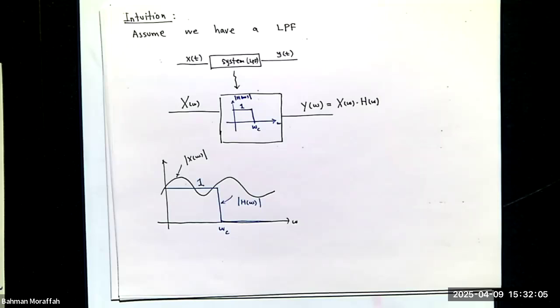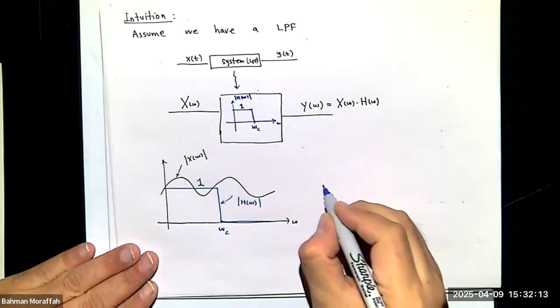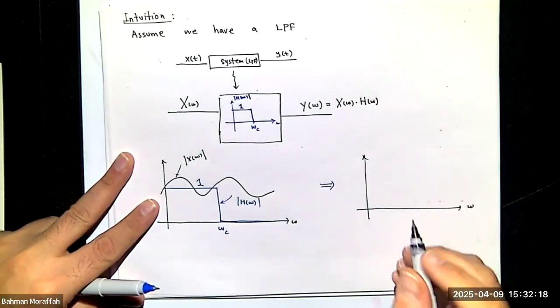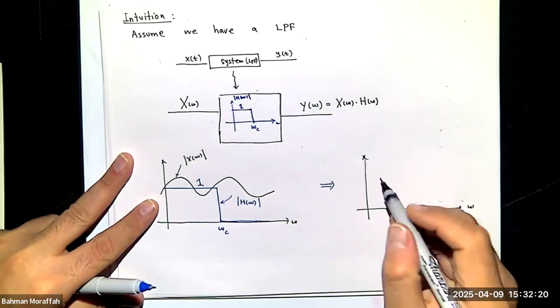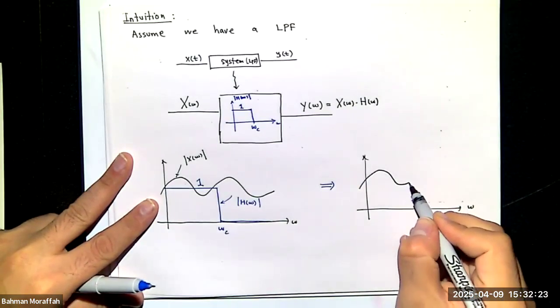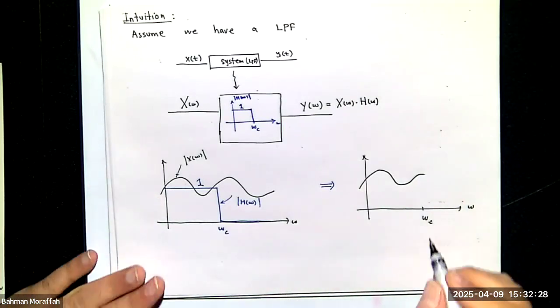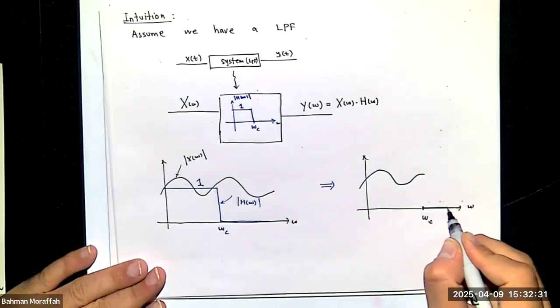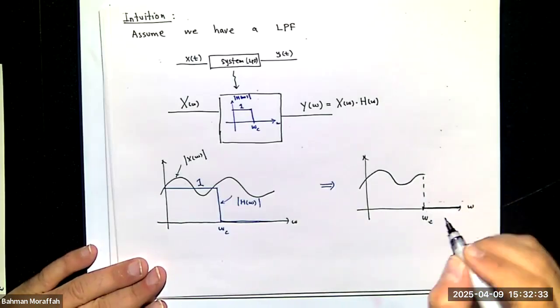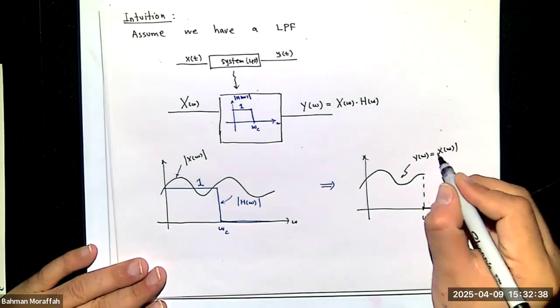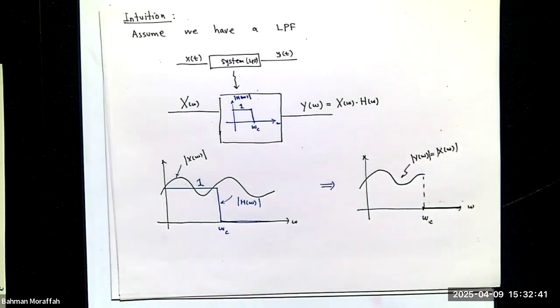How about for all the frequencies greater than omega c? I'm multiplying 0 by that. So if I look at my output, again, I'm looking at the magnitude of it. Up to this omega c, I have exactly the same as my input. The output after omega c would be 0. So this is Y of omega. That's exactly X of omega. Right?